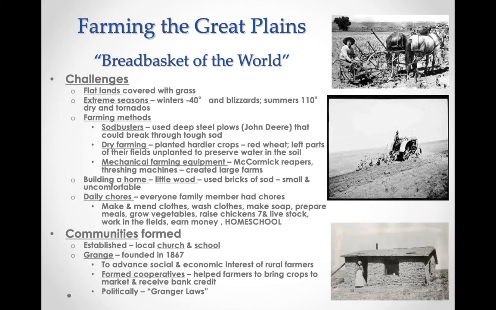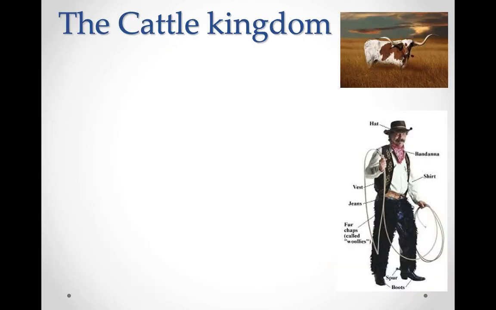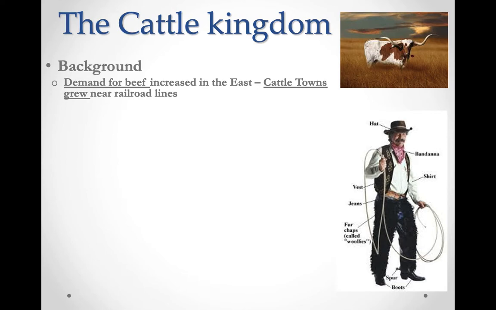In addition to the farmers of the Great Plains, cattle ranchers who raised longhorn steers, seen in the picture in the upper right-hand corner, became an important part of the growing economy in the Midwest and Great Plains. These cattle ranchers developed as a response to the increased demand for beef that was coming from the eastern states of the United States and their growing populations.